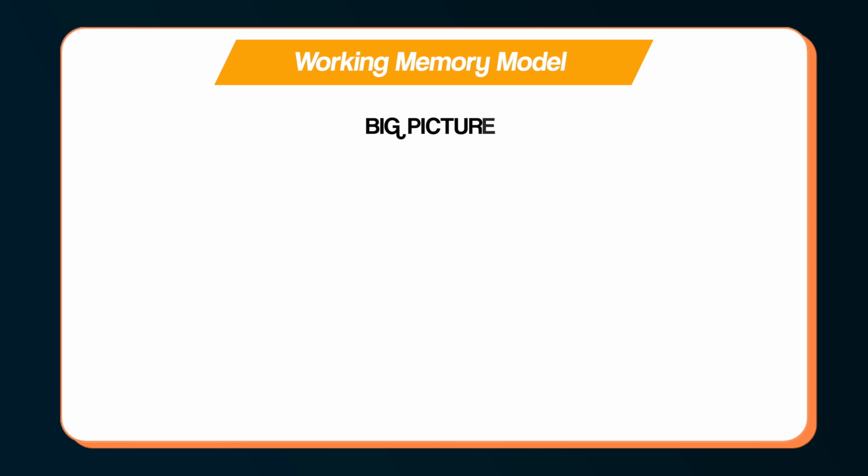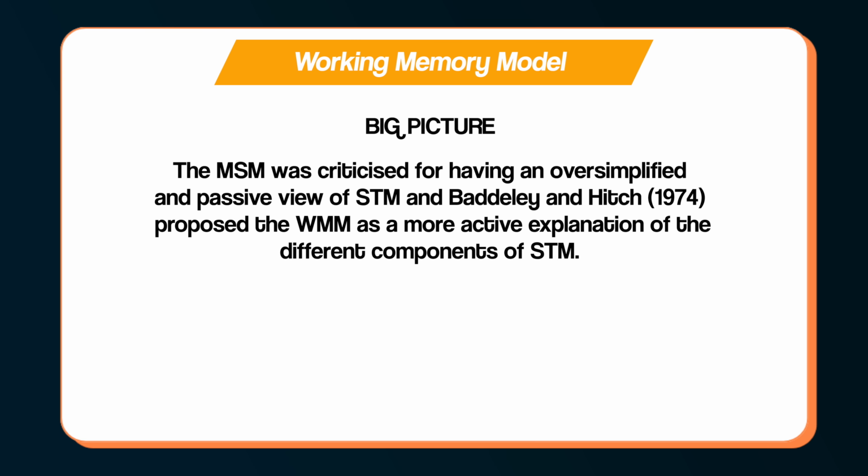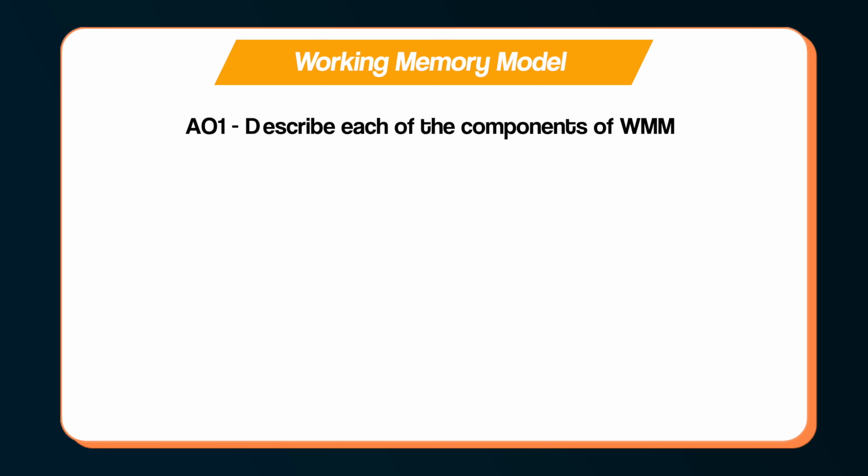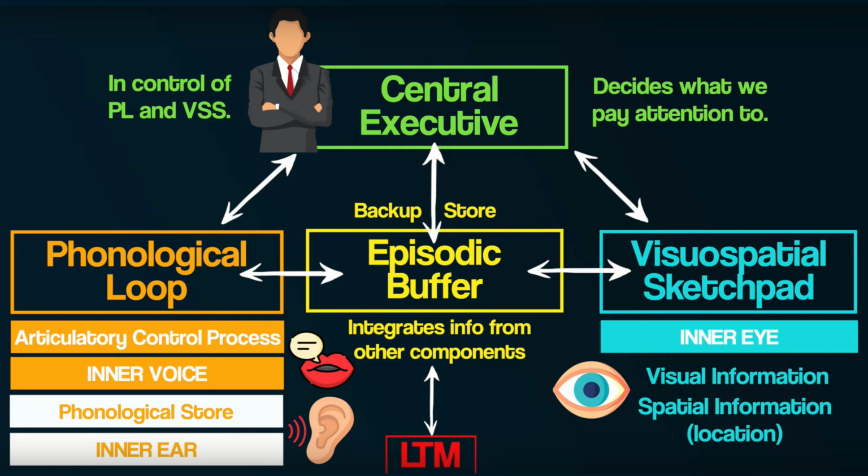So let's start with the big picture first. The question asks you to discuss the working memory model, and we could show that we know that the multi-store model was criticised for having an oversimplified and passive view of short-term memory, and Baddeley and Hitch in 1974 proposed the working memory model as a more active explanation of the different parts of short-term memory. For our AO1 marks, we would then describe each component, making sure to use key terminology. As a reminder, the working memory model looks like this, with its 4 different components.